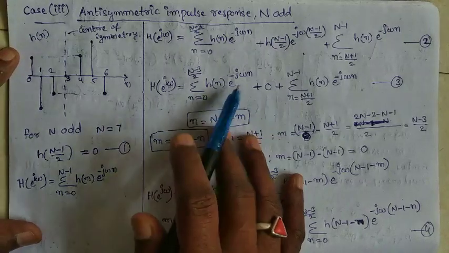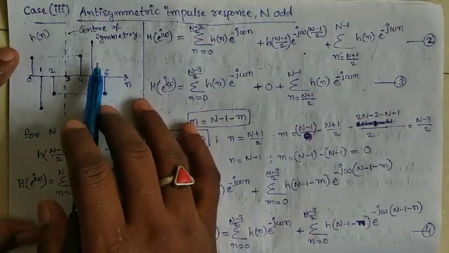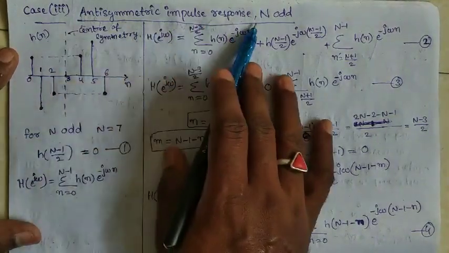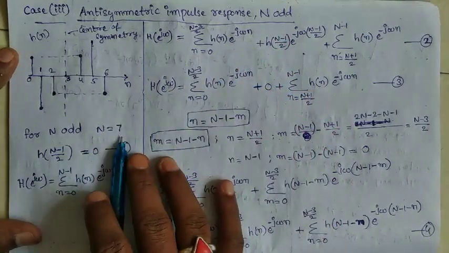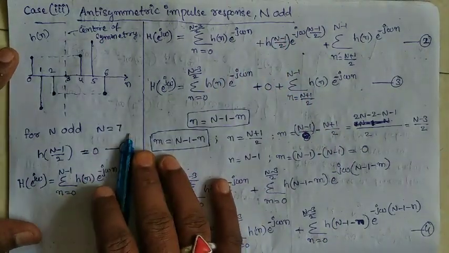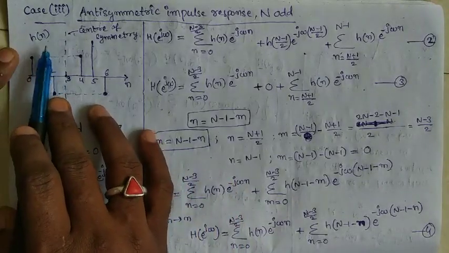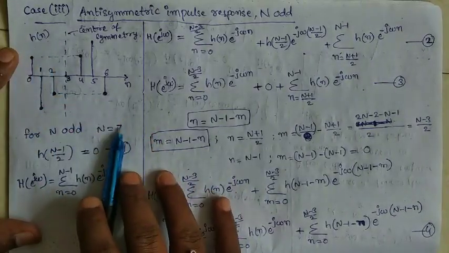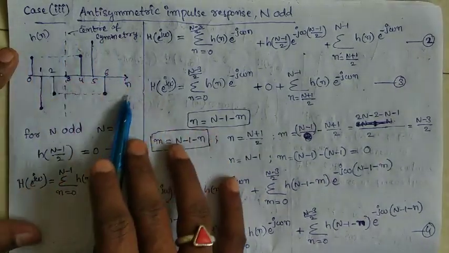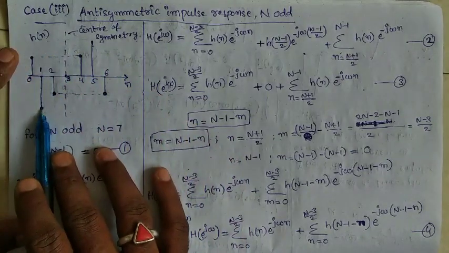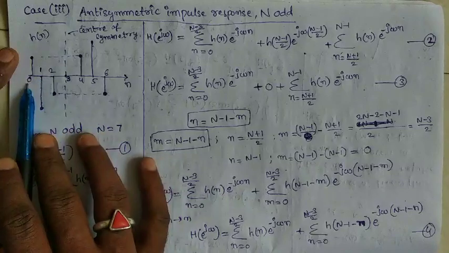In this lecture, we are going to determine the frequency response of FIR filters with anti-symmetric impulse response, capital N odd. Here let us consider capital N equal to 7. It is an odd value. Here the impulse response of the system contains capital N samples, meaning 7 samples. This impulse response contains 7 samples.